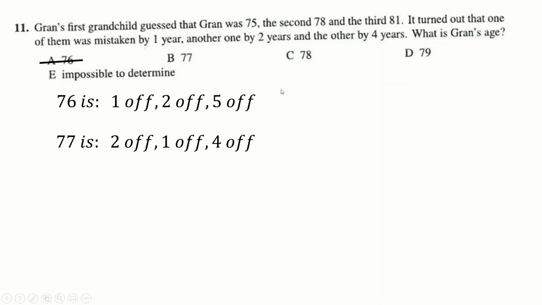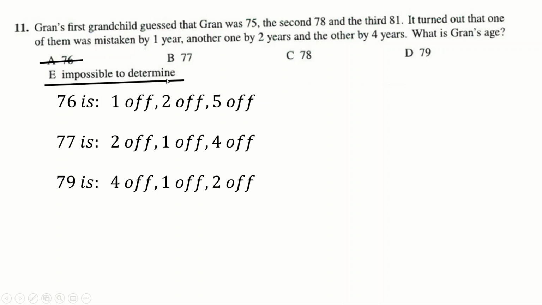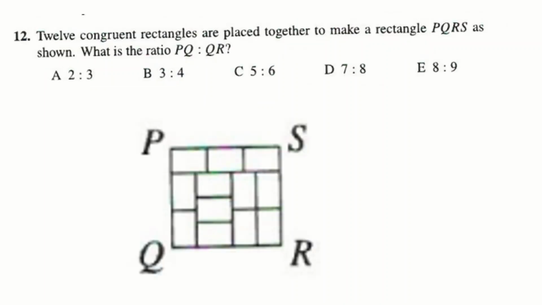Except, just be a tiny bit careful here because of this answer, impossible to determine. What does that mean? How do you mean impossible to determine? Like, I can understand what none of the above would mean, but impossible to determine? What it means is, if you tried the other two, 78 doesn't work, but 79 does work. 79 is out by 4, out by 1, out by 2. And because you're not told what order these guesses were in, the age could be 77 or 79, which means it's impossible to determine. So a little bit of a sneaky question that they throw in there. But anyway, question number 12.